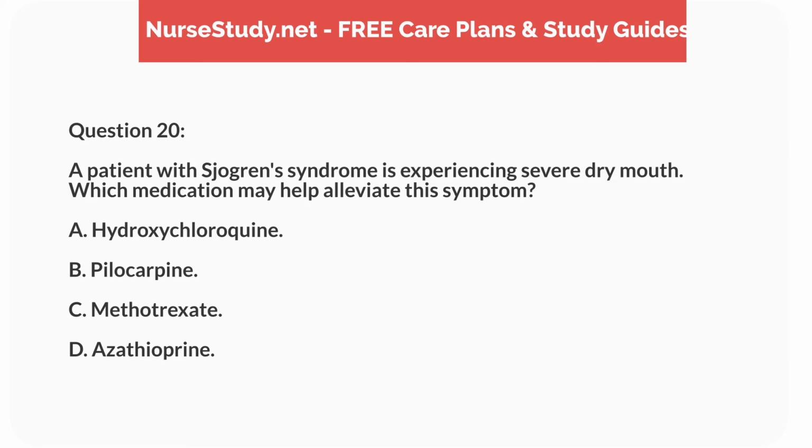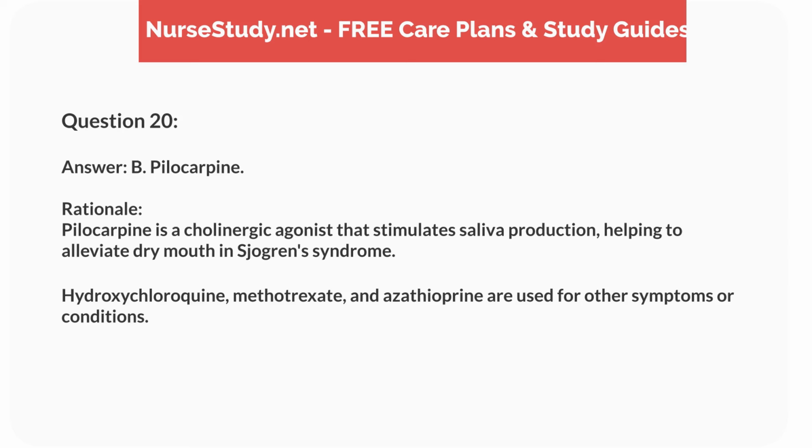Question 20. A patient with Sjogren's syndrome is experiencing severe dry mouth. Which medication may help alleviate this symptom? A. Hydroxychloroquine. B. Pilocarpine. C. Methotrexate. D. Azathioprine. Answer: B. Pilocarpine. Rationale: pilocarpine is a cholinergic agonist that stimulates saliva production, helping to alleviate dry mouth in Sjogren's syndrome.